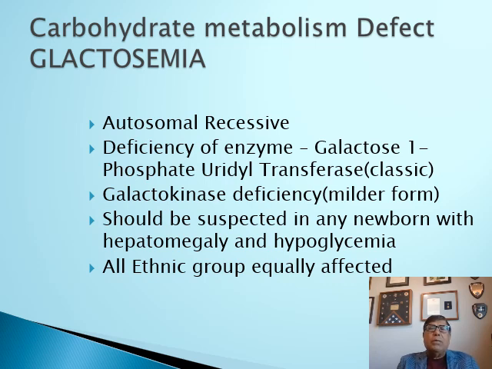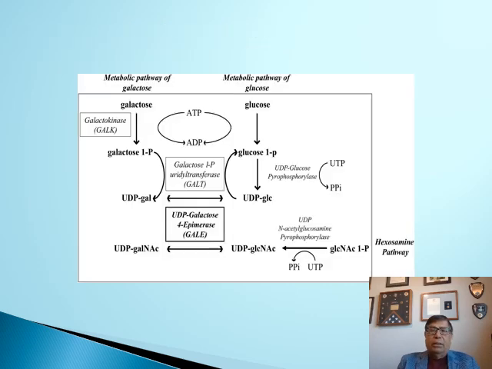It should be suspected in any child, any newborn, with hypoglycemia and an enlarged liver. And this metabolic defect affects all ethnic groups equally. So it is not that one group is more vulnerable than another. It is about 1 in 40 to 50,000, but there is no specific number that I can tell you.